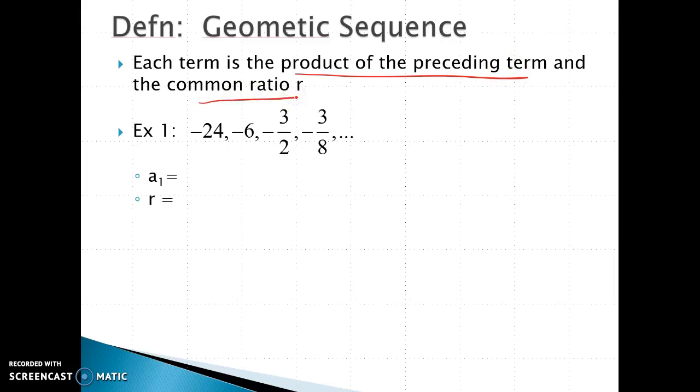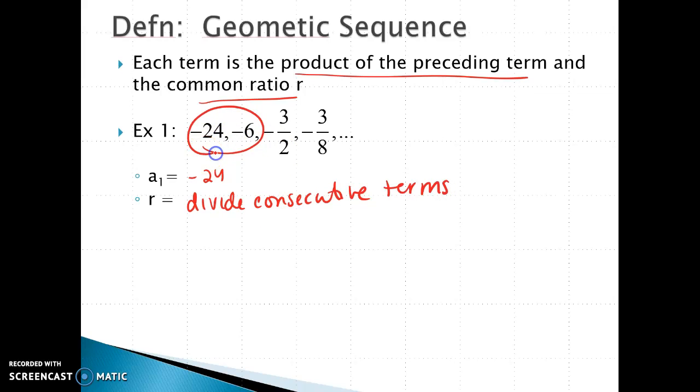So if we look at this sequence that we see here, we can see that our first term is negative 24, and then as we go from term to term, we can tell the values are getting smaller, which tells us that our R value is going to be less than 1. To find the R value, we want to divide consecutive terms. Similarly, how we found the D value by subtracting consecutive terms, we want to do the same thing here.